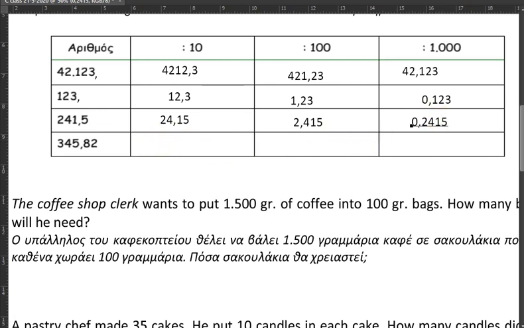Ιδιαίτερα σε αριθμούς που έχουν περισσότερα νούμερα από 3. Δεν θα το διαβάσουμε να πούμε όλο αυτόν τον αριθμό μαζί. Με 2, 4, 1, 5, 6 κλπ. Λοιπόν, 345,82.